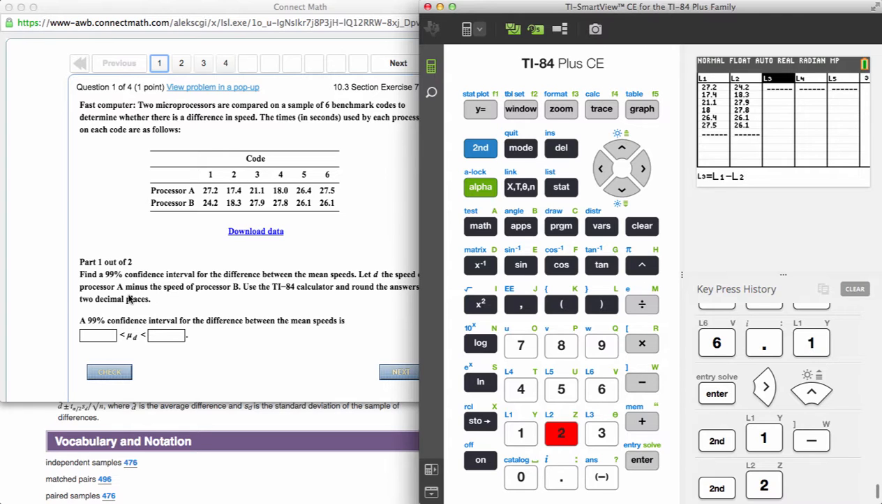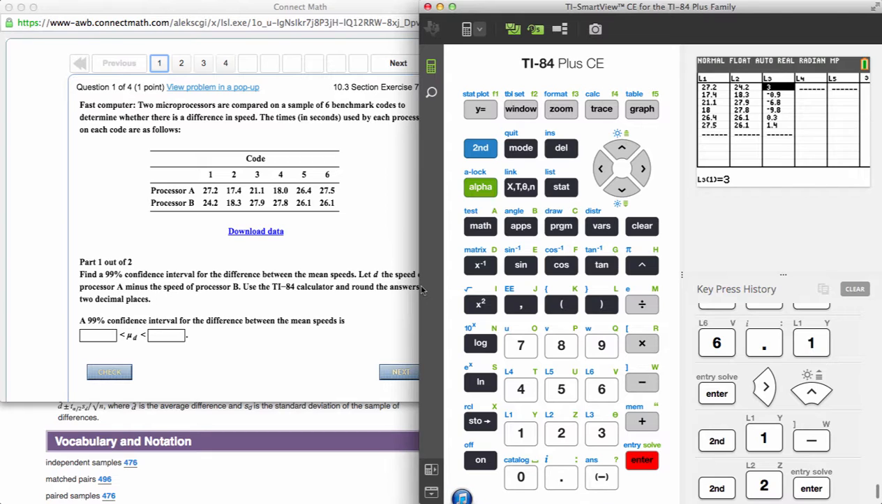then press enter. We're going to do it this way because the problem tells us to let the difference be processor A minus processor B, and we have put the data values for processor A in list 1 and the data values of processor B in list 2. So this way we'll get the difference oriented in the correct way. So now we'll press enter, and now this list is populated with those differences.